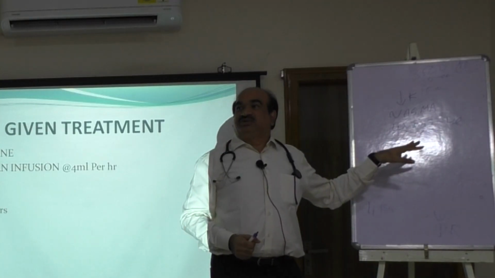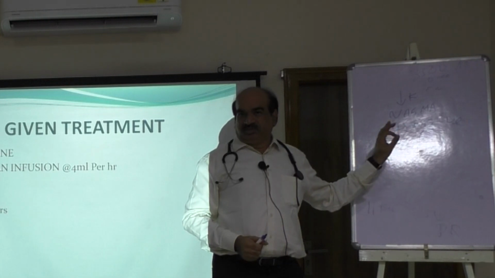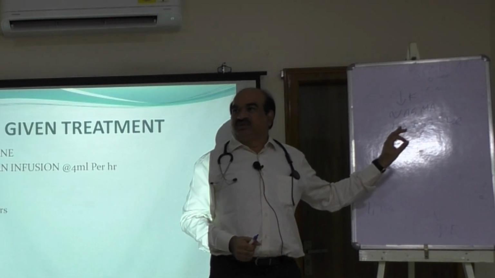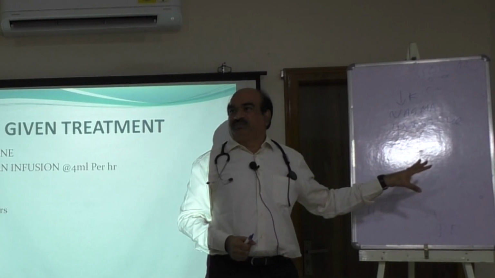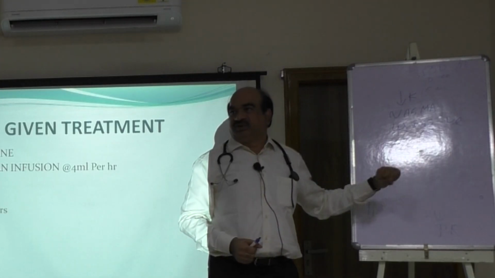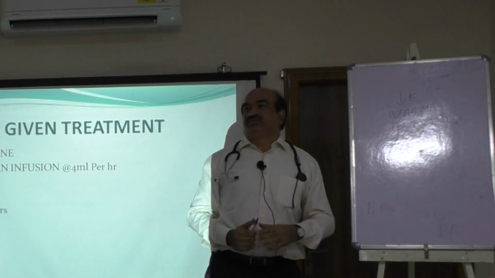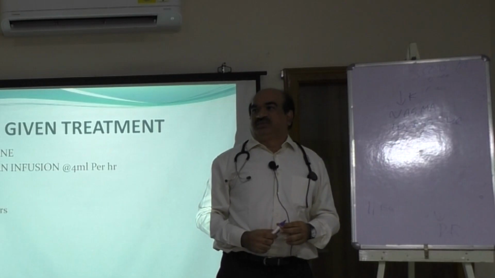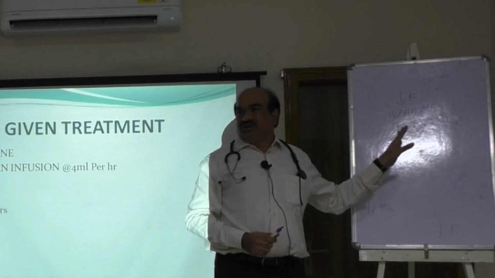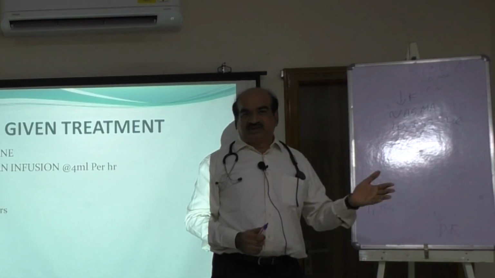So then we should check the urine anion gap. Most important, urine anion gap. Then we should check the urine osmolar gap. There are other tests to differentiate various causes. So what is the importance of the urine anion gap? In diarrhea, urine anion gap is negative. In renal tubular acidosis, it is positive.